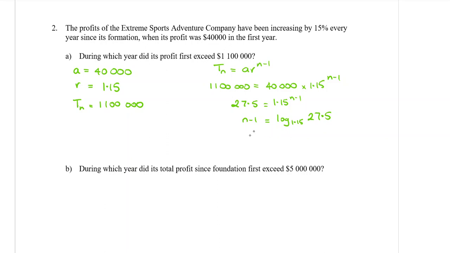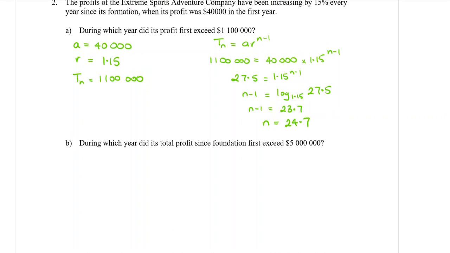Actually, sorry, I'll leave that as an n minus 1 for now. Anyone get an answer? Yeah, 23.7, which means that n, when you add the 1 over, would be 24.7. So the first year that the profit is going to exceed 1.1 million is the 25th year. So we'd say, therefore, during the 25th year.